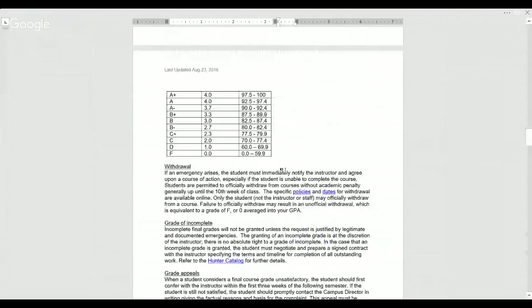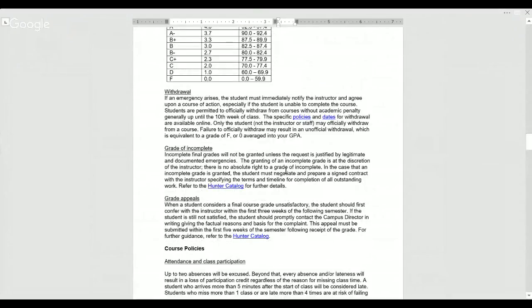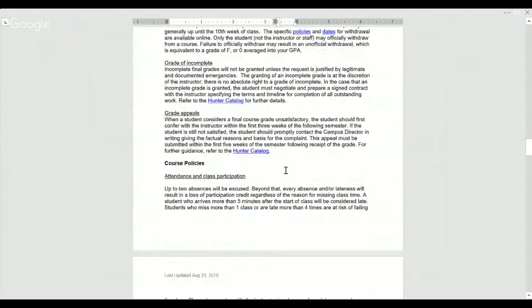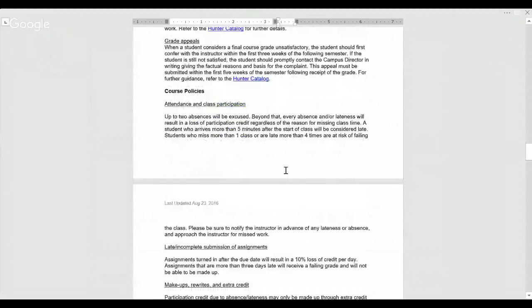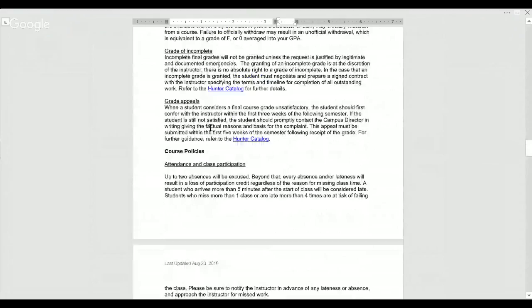Sometimes group work works well, sometimes groups don't work well together. You guys can always feel free to contact me if there's any sort of group problems in terms of dynamics and working together. All right, so what else? You have the right to appeal grades. You do so through Hunter.